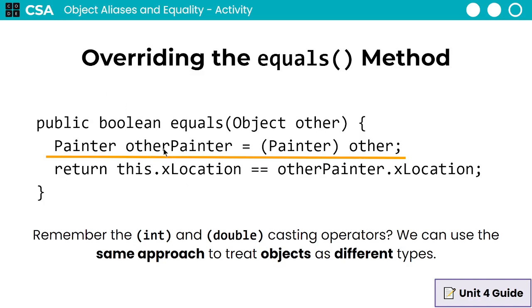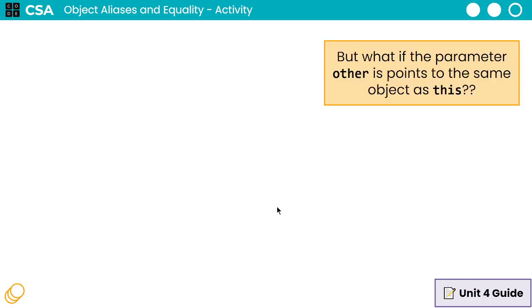So if we had, let's just call it original painter, it's going to go original painter X location. Is it the same as the other painter X location? And this allows it to actually do a check on itself.